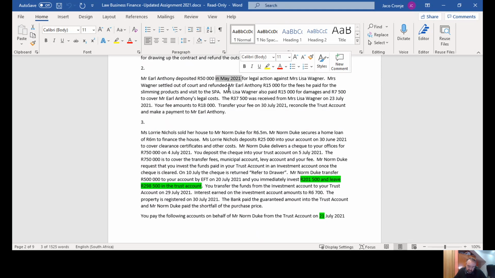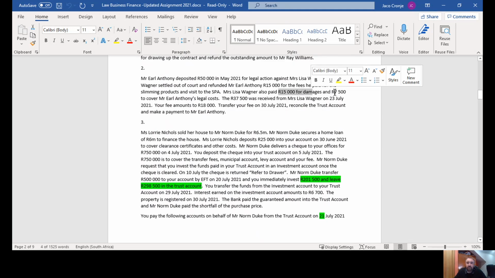It's telling us that she paid Mr. Earl Anthony 15,000 Rand for the fees, so that will come into my trust. Mrs. Wagner also paid another 15,000 Rand for damages there, and she paid another 7.5 to cover his legal costs. Then it says the 37,500 was received on the 23rd of July. Okay, do not show that as a single transaction. Show that as 3 separate transactions on the 23rd of July. The 15, the 15, and the 7.5. Okay.